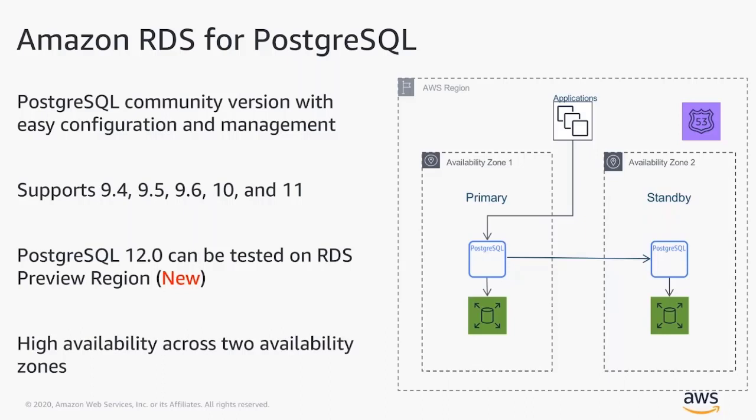And in addition to 9.4 through 11, we also support Postgres 12 in our preview region, which lets you test it even before it's fully GA from the community. And so we're working on adding support for Postgres 12 in GA now. And then, of course, in RDS for Postgres, the way we implement high availability is by using our multi-AZ feature, which provides high availability across 2 availability zones within an AWS region. And we'll come back to that a little later.